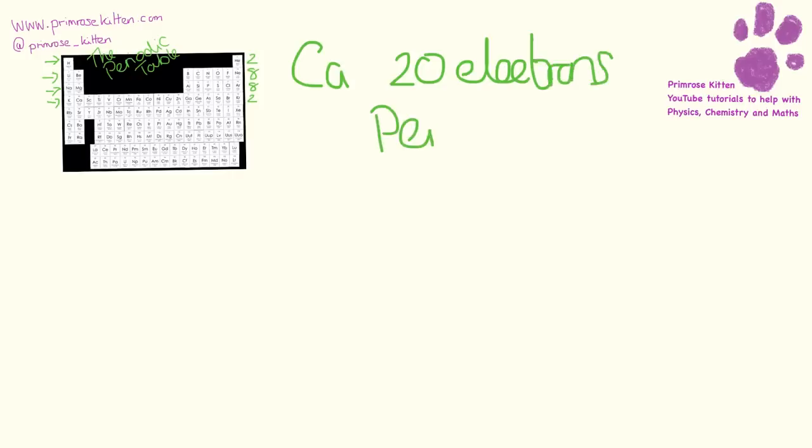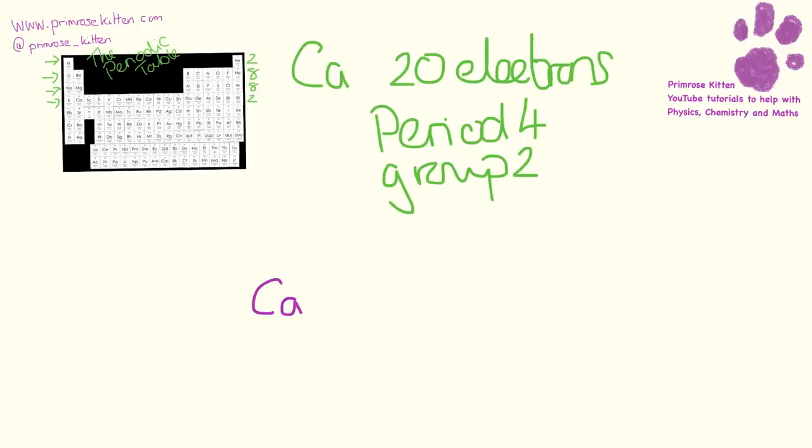When we're drawing the electronic arrangement of something, we need to look at the number of electrons and its position on the periodic table. So if we look at calcium, which has 20 electrons, you can see it is in period 4 and it is in group 2. Now, the 20 electrons tells us how many electrons we need to draw, the period tells us how many shells, and the group tells us how many electrons on the outer shell. So here's calcium in the middle, period 4, so we need 4 shells.